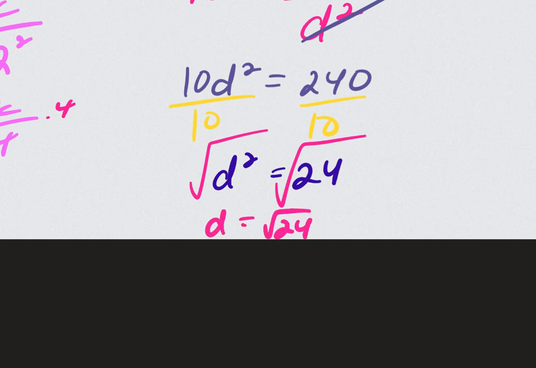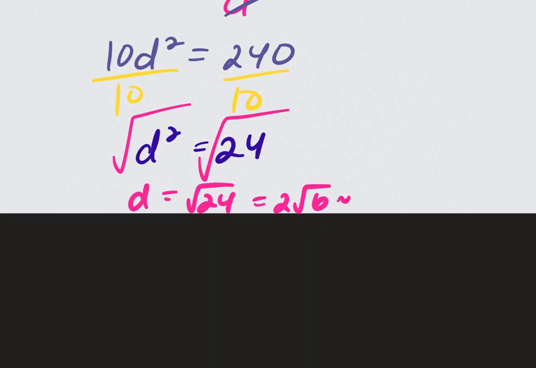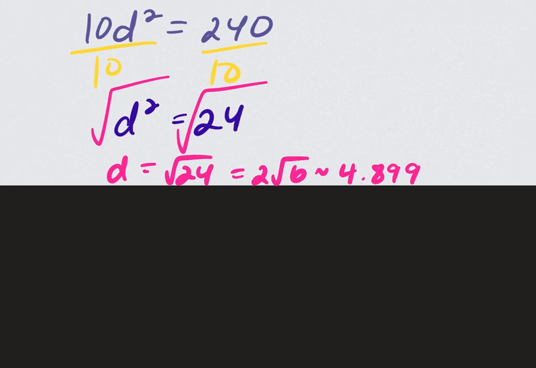If this is without a calculator, then I will rewrite that as 2 root 6, because I'd have to at least break it down. If it's on the portion in which it's calculator, then I'll actually find the square root of 24 and round it, so 4.899. And what unit is my distance? Centimeters.